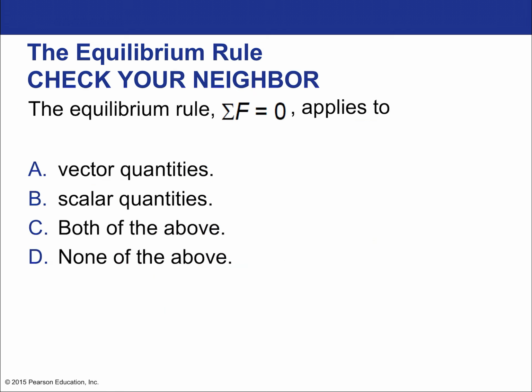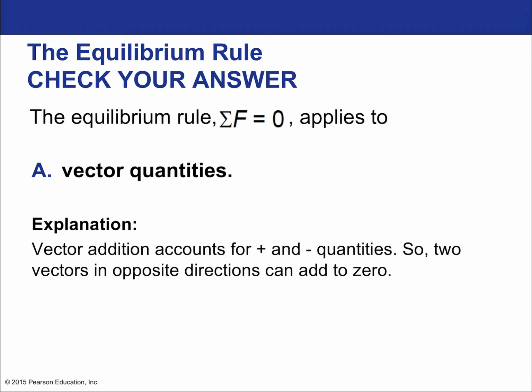All right, so the equilibrium rule, sigma F equals 0, applies to what? Make sure you can answer this. Take a minute. Just vectors, okay? It doesn't make any sense for scalars, because the very definition of the equilibrium rule relies on directionality. Scalars are just numbers. It doesn't make sense to sum them up to zero in any meaningful way.